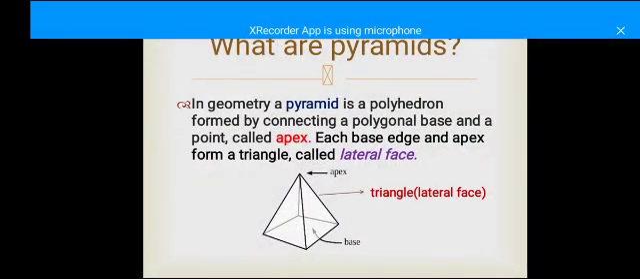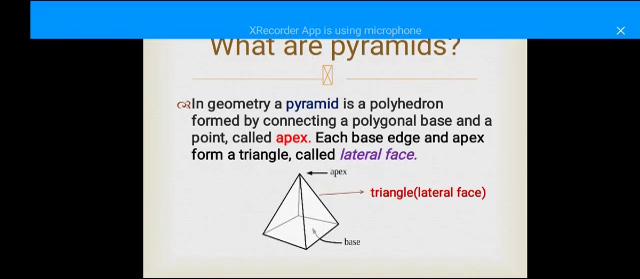Okay, the first question we should ask ourselves is, how do we define pyramids? What are pyramids? Pyramids have been defined in different ways by different mathematicians, different authors. But I want to view pyramid in this form. Remember, it is a geometrical shape. And in geometry, a pyramid is a polyhedron formed by connecting a polygonal base and a point called apex. Now, I believe that sounds like big grammar.